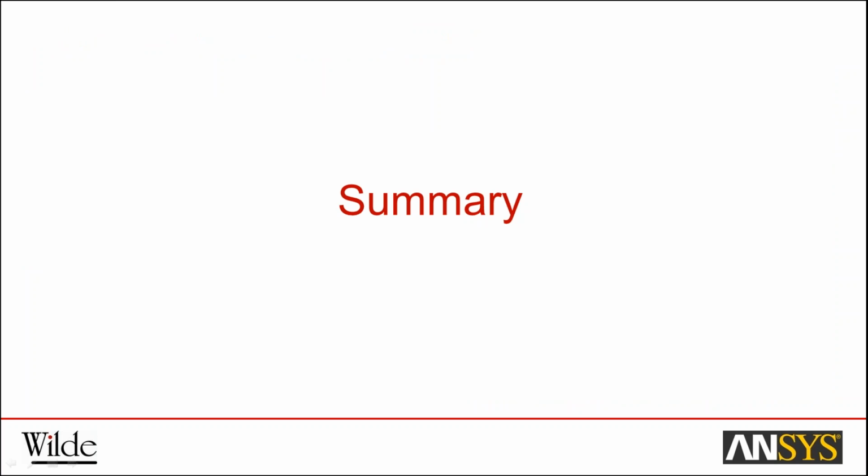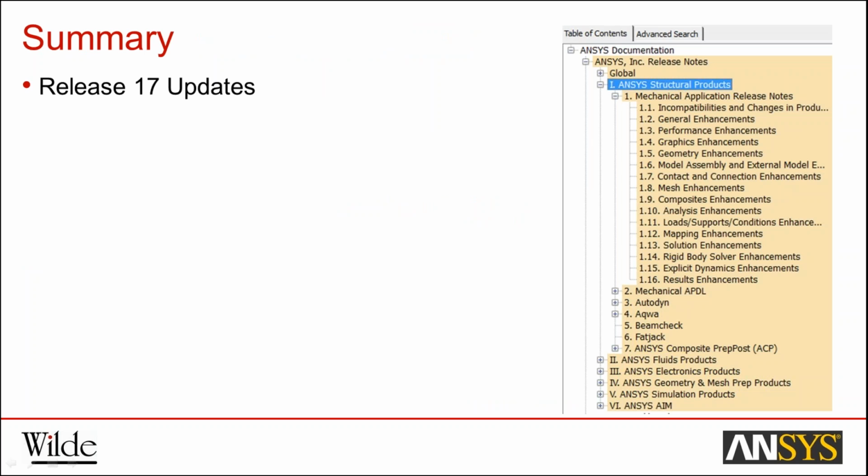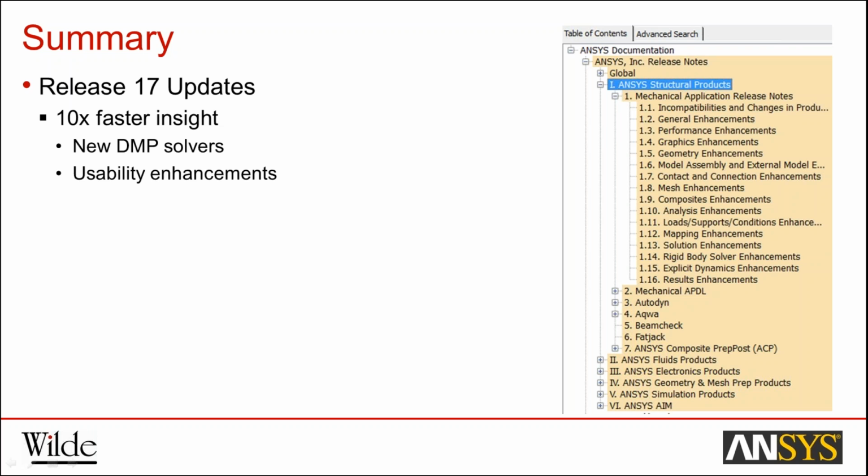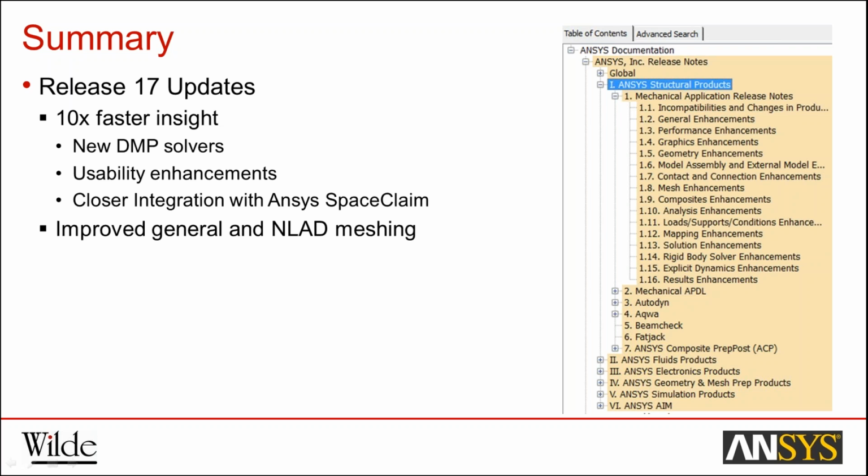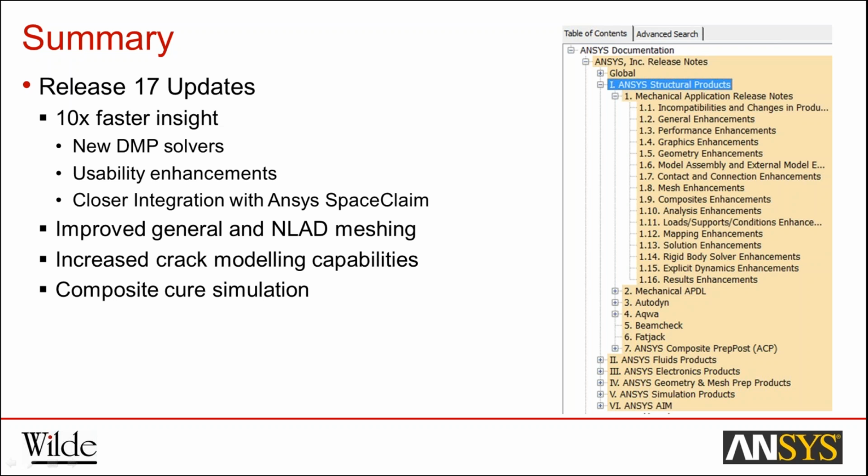Okay, so just to summarise some of the points we've been over, the major updates to release 17 are 10 times faster. Again, comparing this to maybe version 14, version 15, this has definitely been achieved in a number of areas. Version 17, this is done by the addition of the distributed memory parallel solvers. Usability enhancements, closer integration with ANSYS SpaceClaim, improved general and nonlinear adaptive meshing. We're also getting increased crack modelling capabilities. In version 17 we can model any arbitrary shaped crack now. The addition of a new workflow for predicting composite cure behaviour.